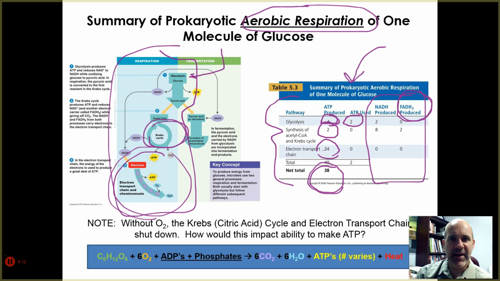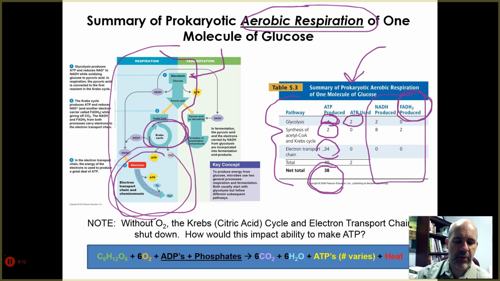NAD plus and FAD are both vitamin derivatives. So that's one of the reasons why you need to make sure you take your vitamins. You've got to have the proper vitamins so that things like NAD plus and FAD are available for your cells to run cellular respiration. And it's the same thing for other living things as well.